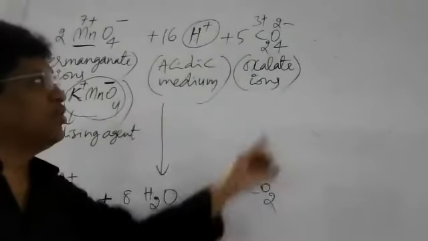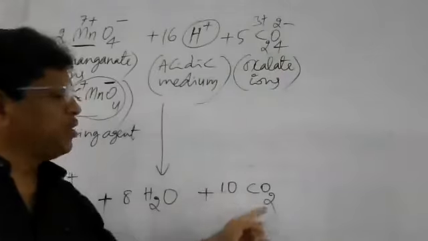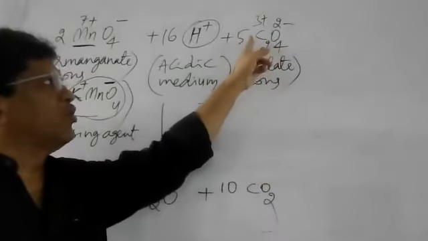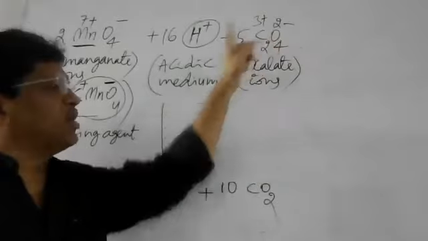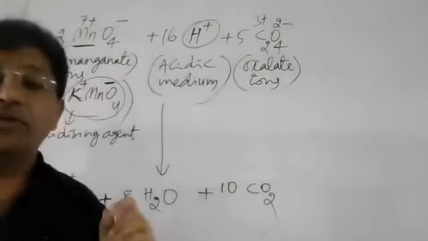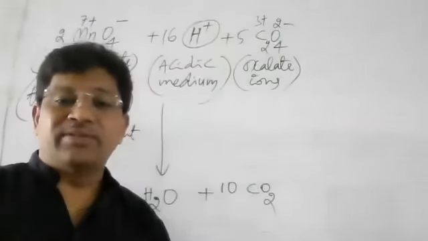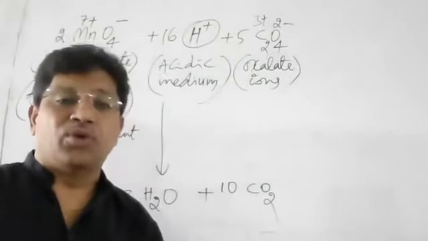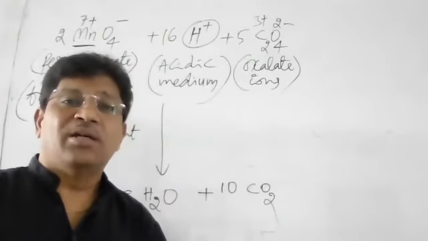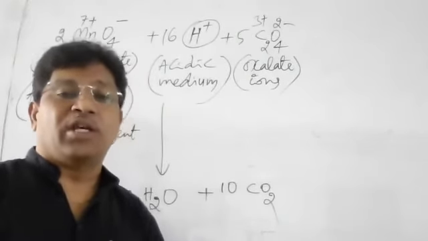Is that clear, ma'am? Here 5 into 4, 20 oxygen atoms, and 10 into 2, 20 atoms of oxygen. Like this, CO2 molecules are obtained from oxalate ions. So oxalate ions will be oxidized to give CO2. 5 moles of oxalate ions are oxidized to give 10 moles of CO2 molecules here.